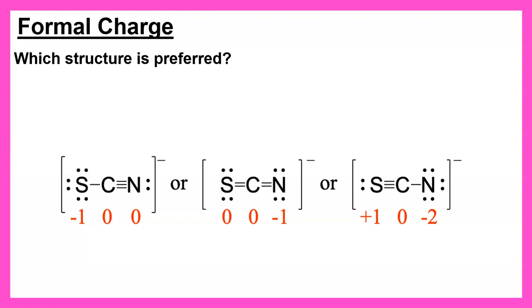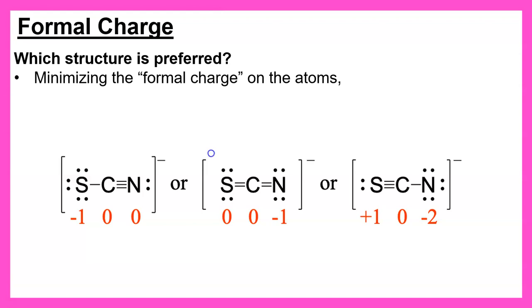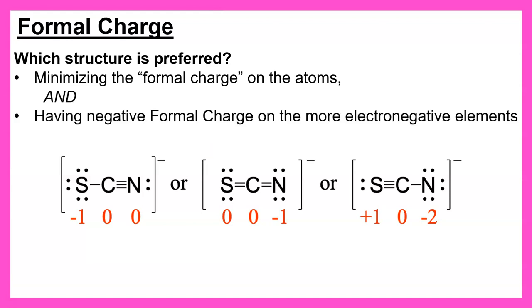We want to minimize the amount of formal charge. Lower charges are always better. We also want to have any negative formal charge on the more electronegative elements, because in real life, the more electronegative elements would be hogging those electrons more. And so we want to demonstrate that through picking negative formal charges on electronegative elements.